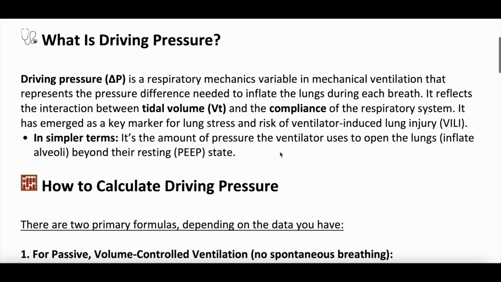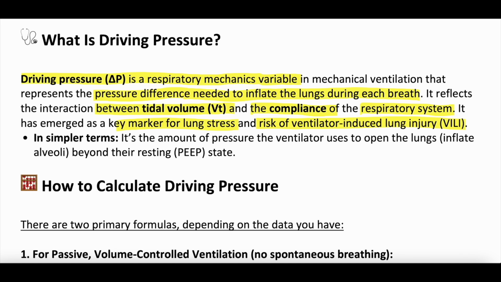What is driving pressure? Well, driving pressure is a variable that we can determine when someone's on mechanical ventilation, okay? It represents the pressure difference needed to inflate the alveoli during each breath. And we're going to come back to that as a concept. Okay, so it kind of represents this interaction between tidal volume and compliance of the respiratory system. And it's really emerged as a marker for lung stress and possible risk for ventilator-induced lung injury.